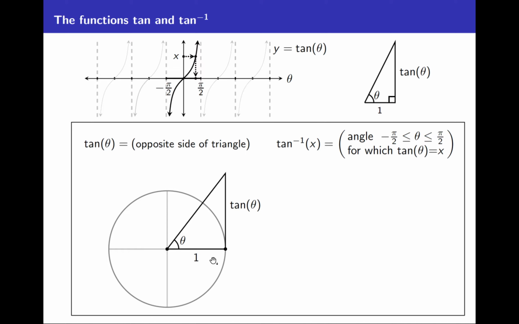Let's draw a corresponding picture for tangent inverse of x. What it's going to be is just this drawing for radian measures between negative pi over 2 and pi over 2, with input and output reversed. Here input was theta, and the output, tangent theta, was the side length of the triangle. We'll reverse that in this picture.